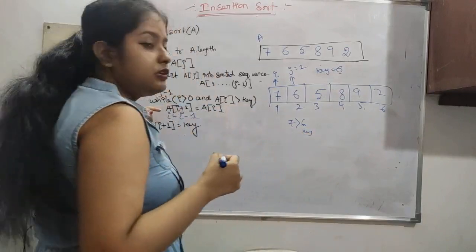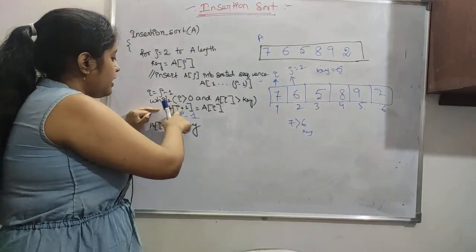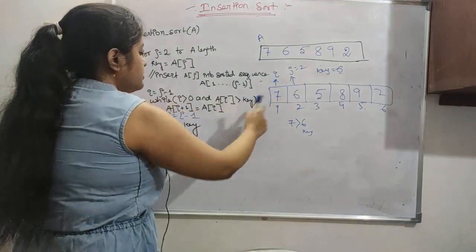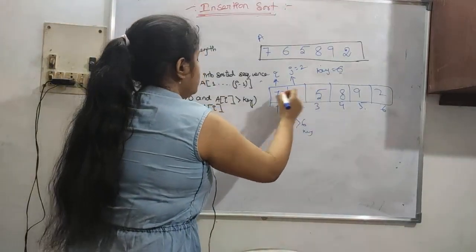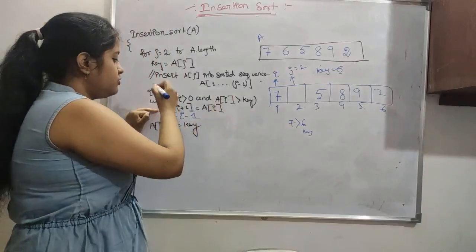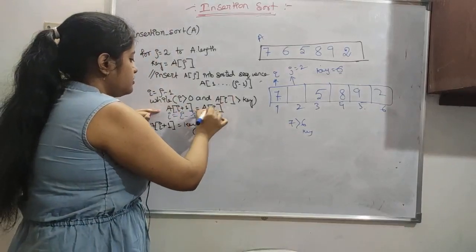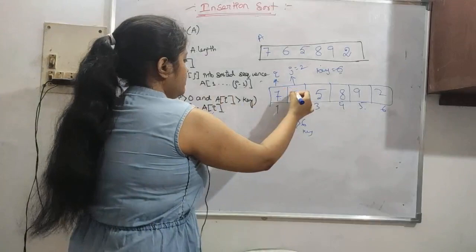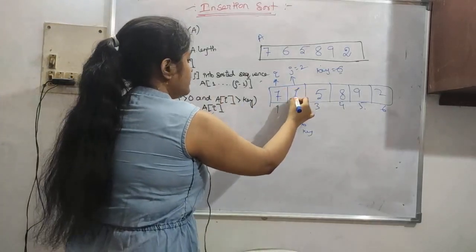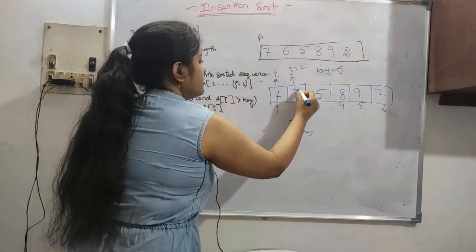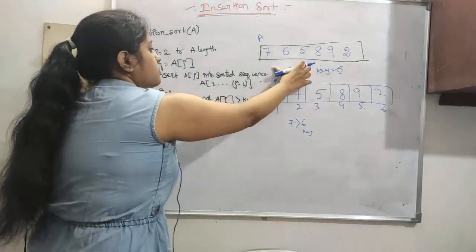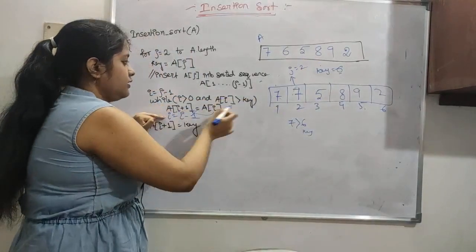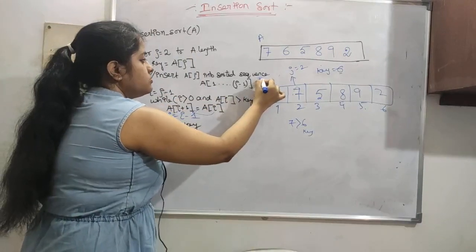Okay, so what should we do? So we have to do A of I plus 1 equals A of I. So A of I plus 1 will be changed. We know from right to left shifting is done. So A of I plus 1 is equal to A of I. So 7 is here. So now what we have to do? I is equal to I minus 1. So see here, I is equal to I minus 1.